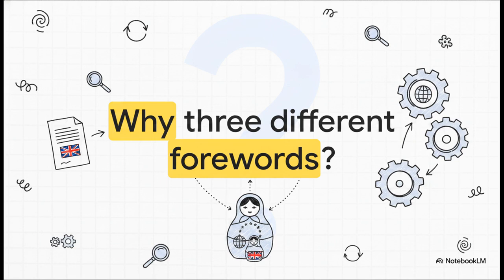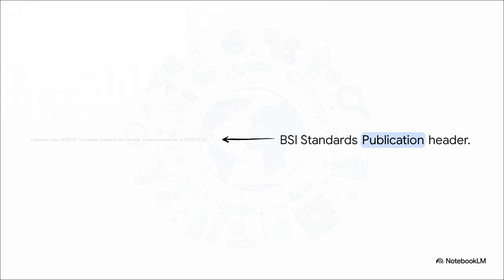Well, it's because international rules aren't just magically handed down. They have to be carefully born at a global level, translated over to a regional level, and then finally adopted at a national level. Let's take the title of the British Standard version, for example. It is quite a mouthful.